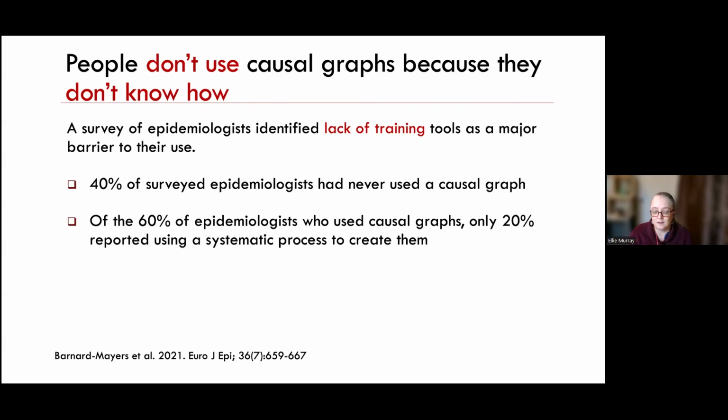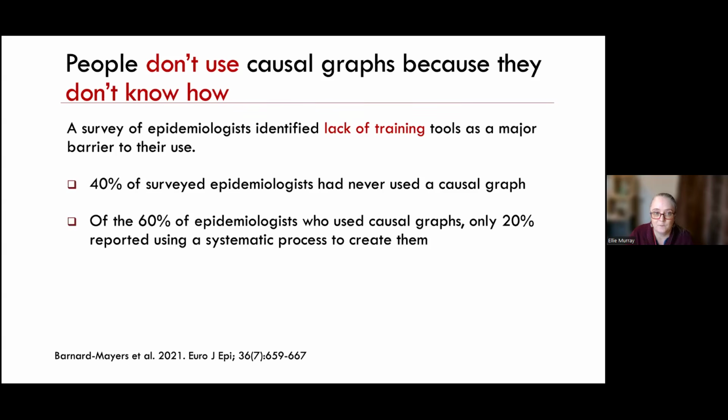40% of the epidemiologists we surveyed had never used a causal graph, which was actually lower than we were expecting. So that was kind of nice to see. But of the 60% who said they had used a causal graph, only 20% reported using any kind of systematic process to create them. Everyone else was saying they just put what they thought belonged on there and moved ahead. When we asked about the barriers to use, the main thing that came out was the lack of training tools as a major barrier.